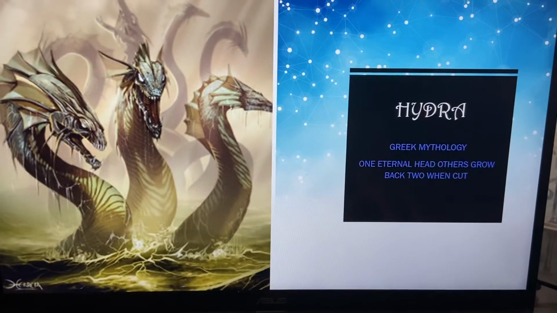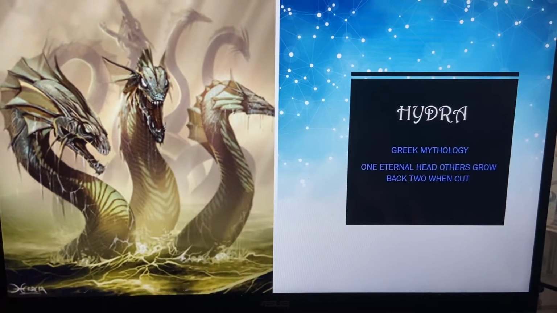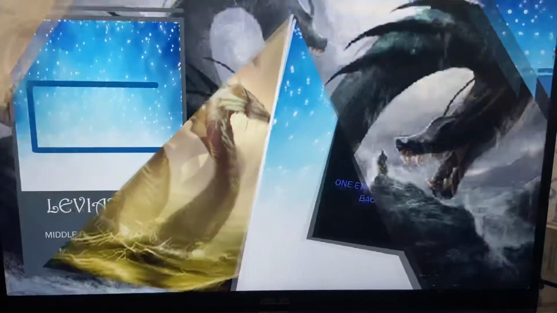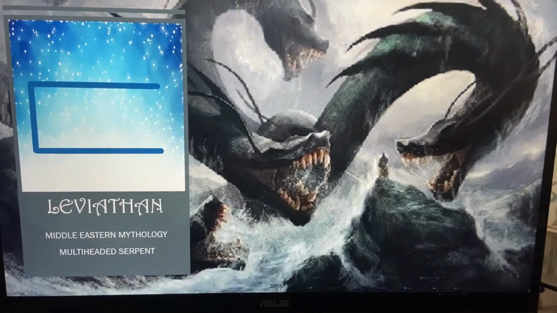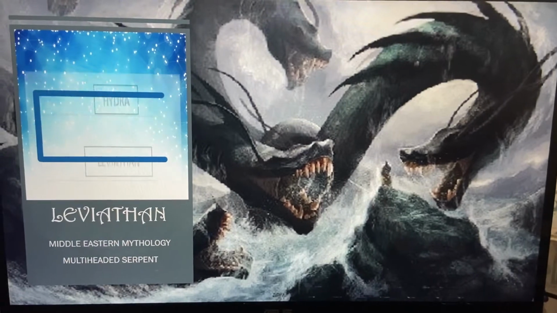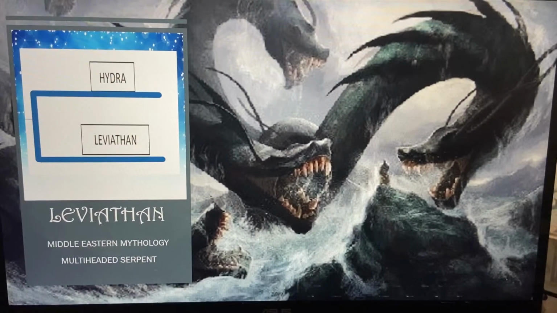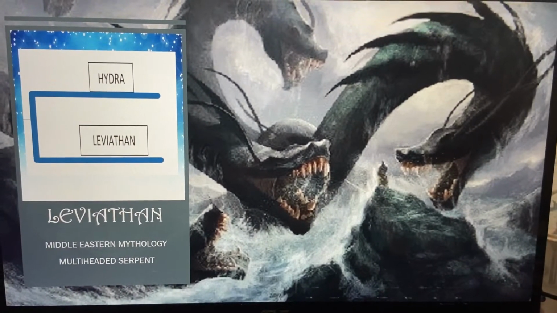So first we have Hydra. Hydra is a multi-headed sea serpent. Then we have the Leviathan, which is also a multi-headed sea serpent. And here you can see the OTU showing their relation.